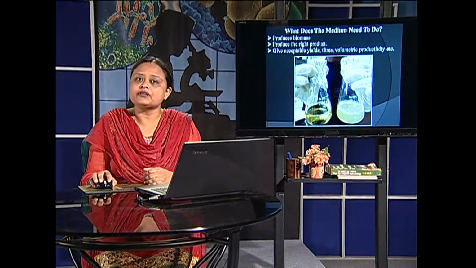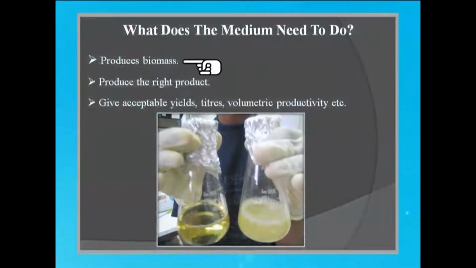Basically, what does a medium do? It produces biomass. If we cannot supply the food, how will the organisms grow? Next, it produces the right byproduct or product and can give rise to acceptable yield in a proper productivity sense.